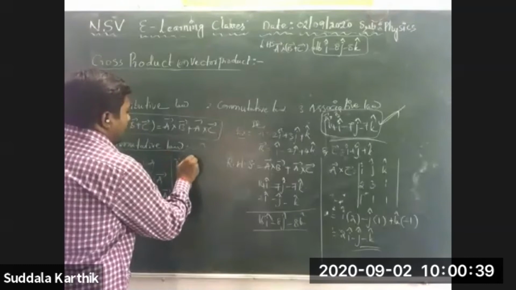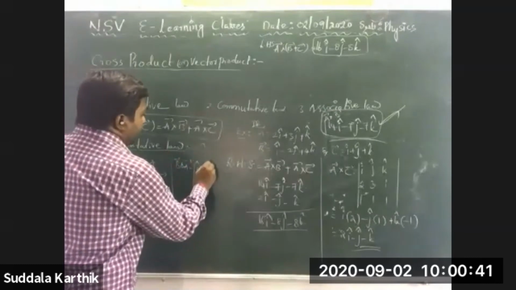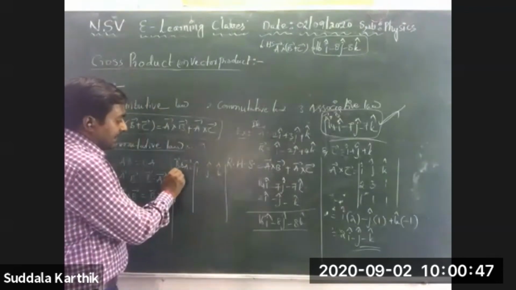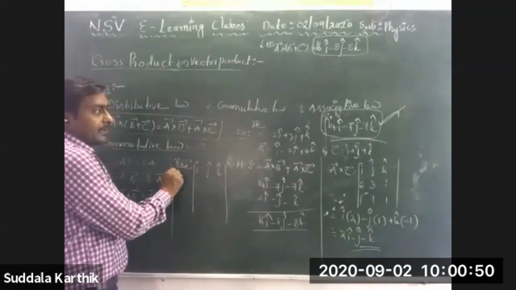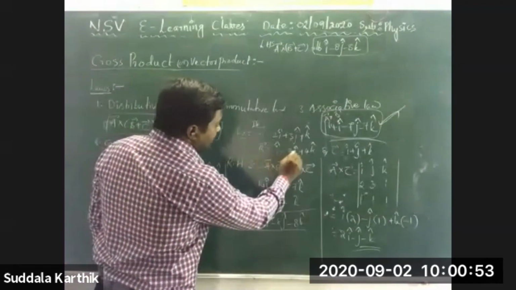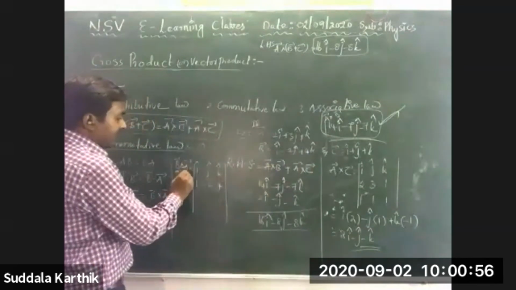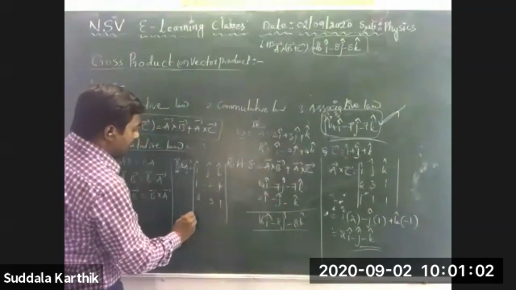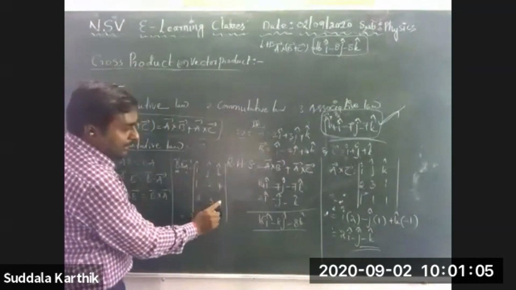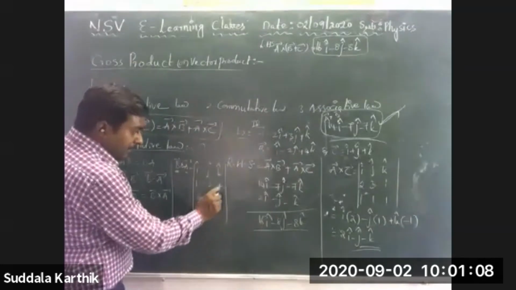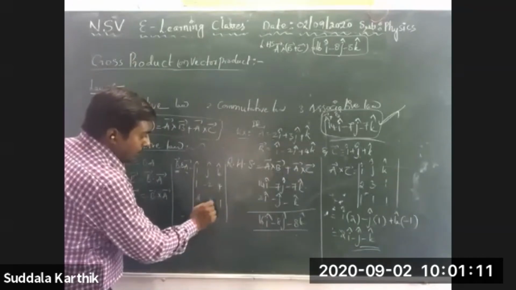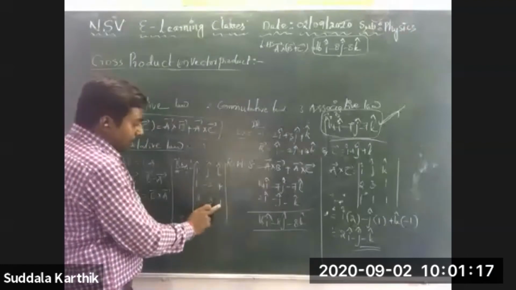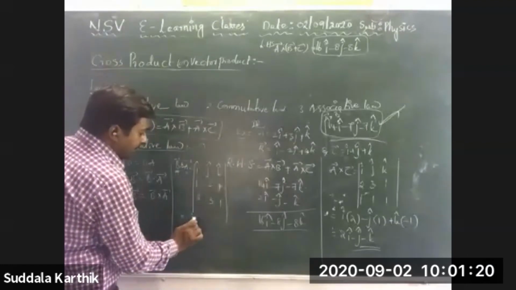B bar cross A bar is equal to the determinant with i cap, j cap, k cap. First you have to write the first vector. In this calculation, the first vector is B bar: 1, minus 2, 4. Second vector, A bar: 2, 3, 1. Then i cap: minus 2 into 1, minus 2; 3 into 4, 12. Minus 2, minus 12, so it is minus 14.